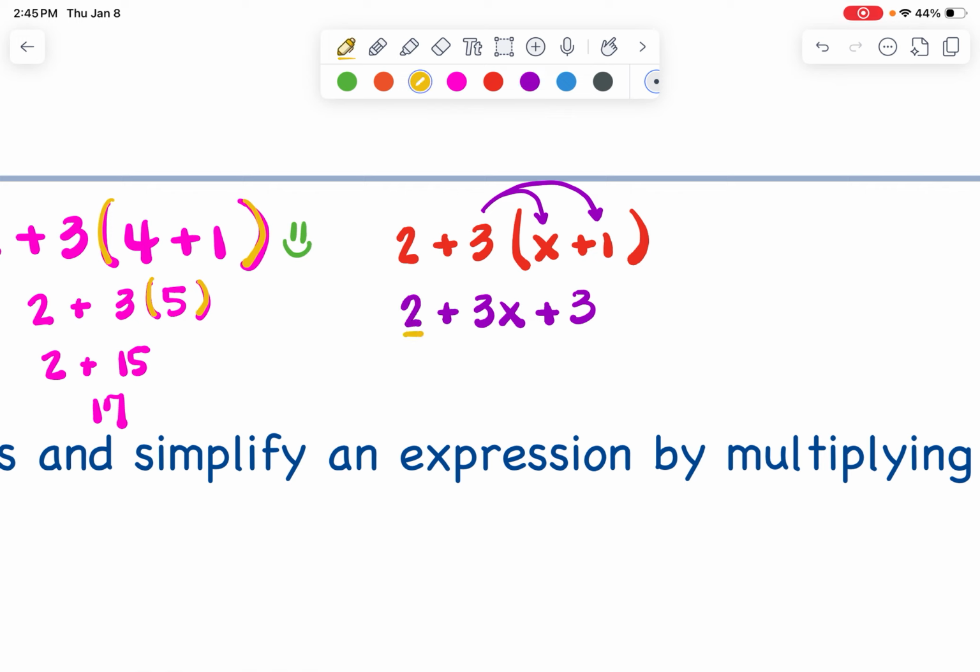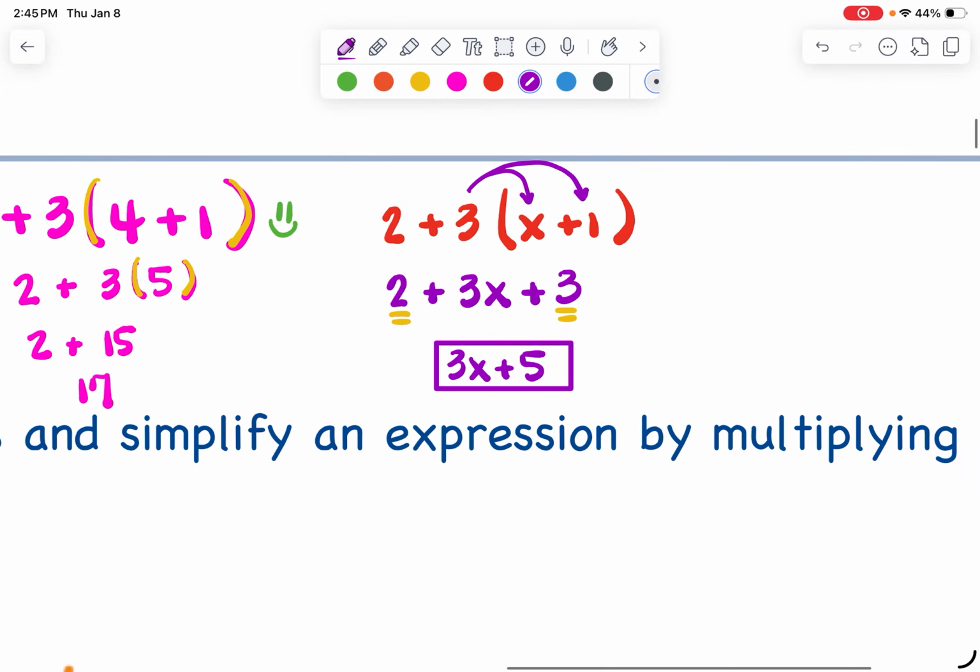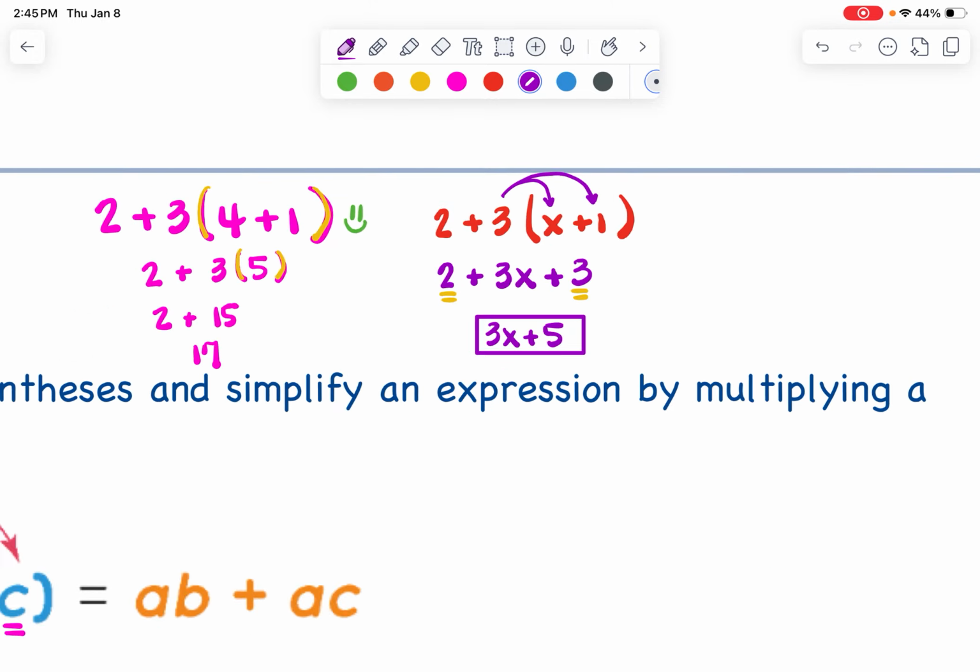And I'm like, ooh, hey, I've got some like terms with the constants. So that's going to give me 3x plus 5. And that would be my answer. Okay, so that's how we handle it when we have parentheses that we can't simplify, but we still need to get rid of them somehow, right? That's why we have the distributive property.